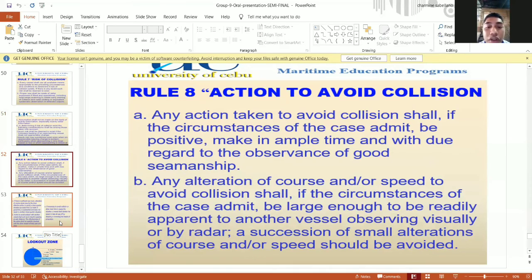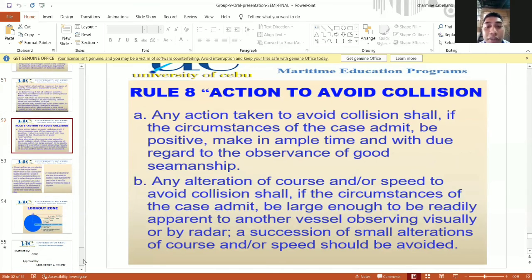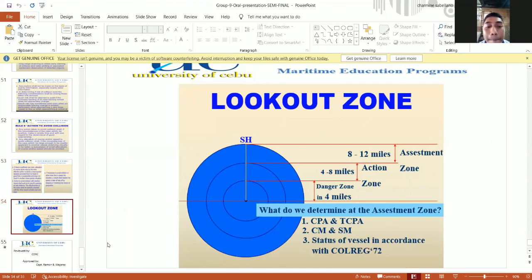Rule 8, action to avoid collision. Paragraph A, any action taken to avoid collision shall, if the circumstances of the case admit, be positive, made in ample time, and with due regard to the observance of good seamanship. Paragraph B, any alteration of course and or speed to avoid collision shall, if the circumstances of the case admit, be large enough to be readily apparent to another vessel observing visually or by radar. A succession of small alterations of course and or speed should be avoided. Next slide, please.